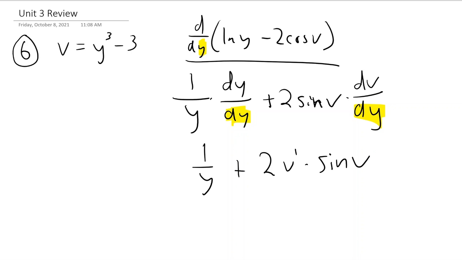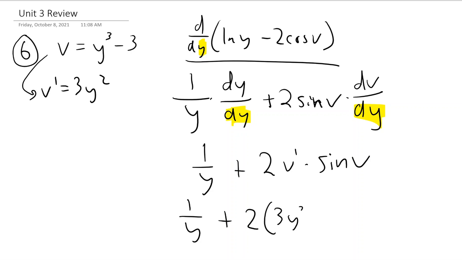Okay, and so I did the derivative, but the question also says specifically in terms of y only. So we should only have y's in our answer before we circle and move on. So 1 over y is in terms of y, but v prime is certainly not in terms of y. So we need to go up here and take this derivative. v prime is the same thing as 3y squared.